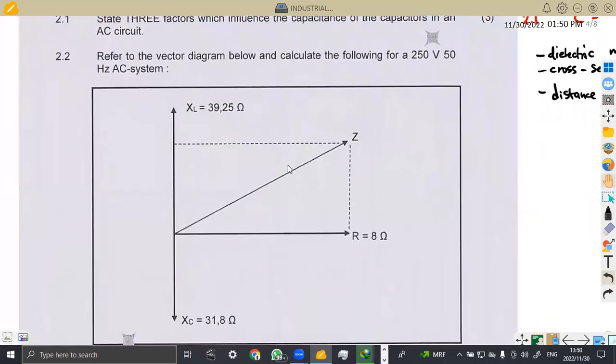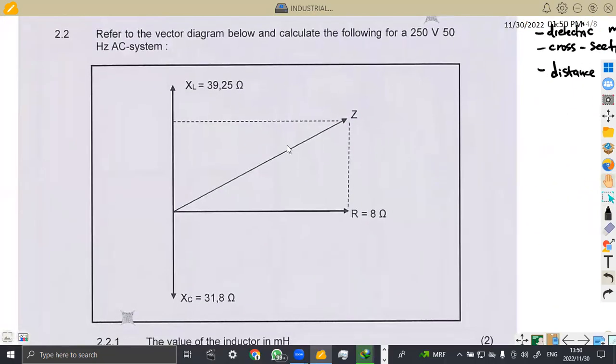All right, 2.2, we are now given to refer to the vector diagram below. Remember, sometimes they ask you to draw this vector diagram, but now they've given you the vector diagram. We are given a supply voltage of 250 and a frequency of 50 hertz AC supply. So that's an AC circuit, okay?